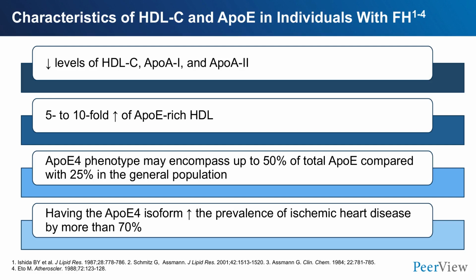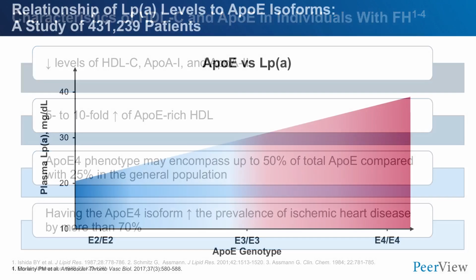And an ApoE4 phenotype may encompass up to 50% of total ApoE, compared to the general population, of which only 25% have an ApoE4 genotype and isoform in their system. And having the ApoE4 isoform increases the prevalence of ischemic heart disease by more than 70%. So besides being a risk factor for dementia and Alzheimer's disease, it's also a risk factor for cardiovascular disease.